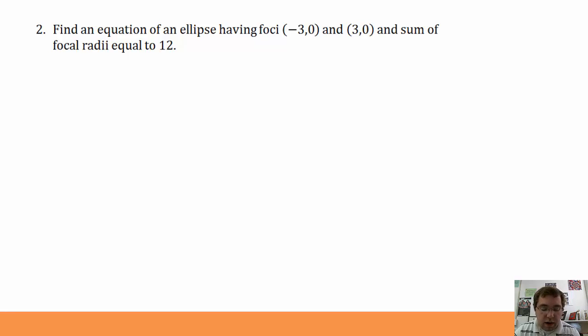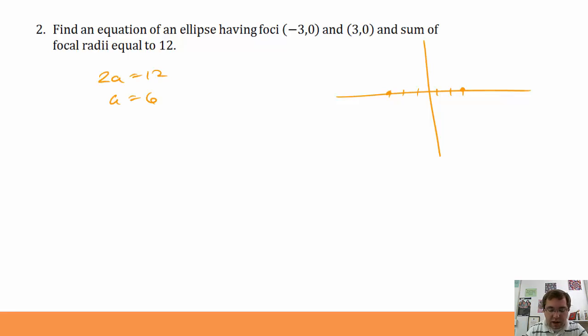Example number 2. Find an equation of ellipse having foci at negative 3, 0 and positive 3, 0 and a sum of focal radii equal to 12. Okay? So sketching what I know, there is a focus at negative 3, 0 and there's a focus at positive 3, 0. So that means my ellipse must be positioned horizontally. And the sum of focal radii is equal to 12. Well, I told you the sum of focal radii is always 2a. So 2a must be 12. That means a equals 6.